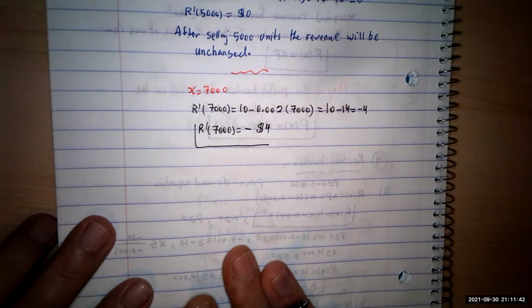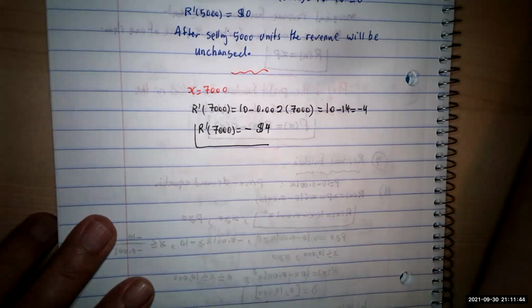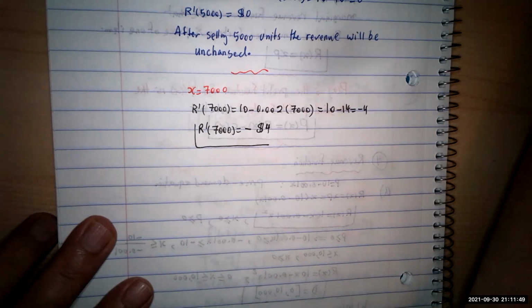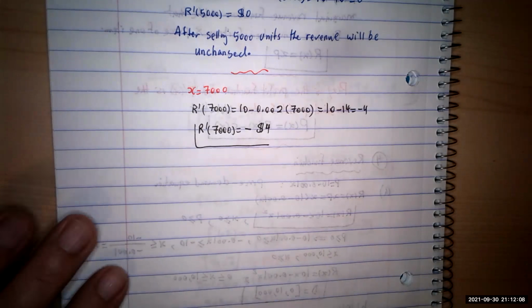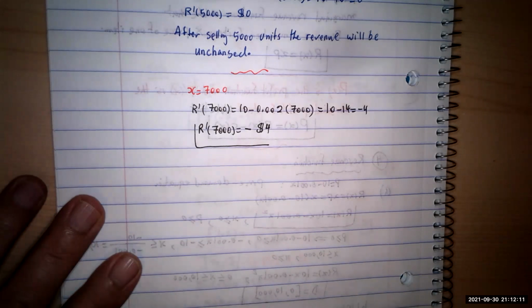Any suggestion? What does it mean? Our revenue happened to be negative this time. So you lose money. Charles, you lose approximately $4 for every additional unit after 7,000. Yes, that's correct. At this level, the revenue is negative, so this means at this level of production, you lose money. Your revenue would be decreasing at the rate of $4 per unit.